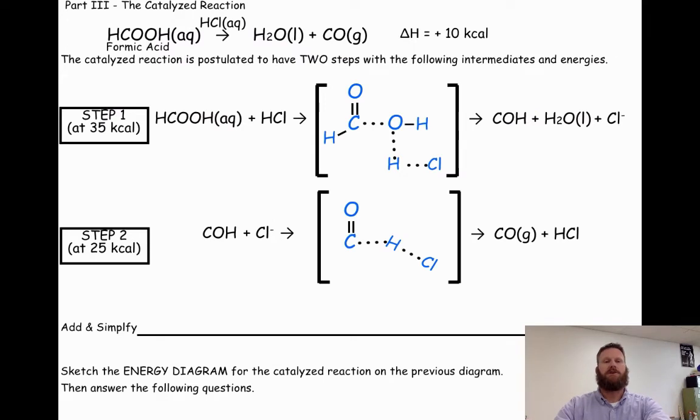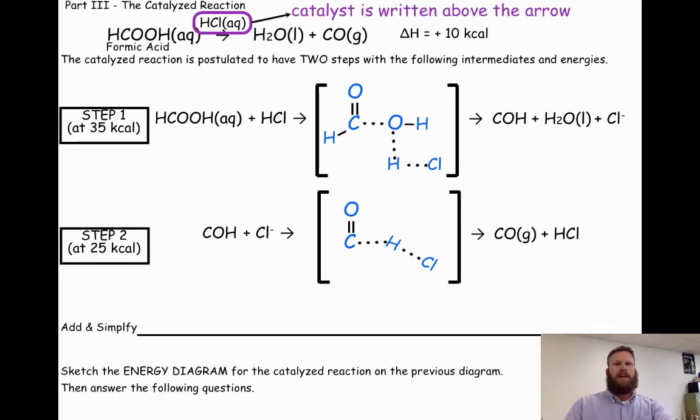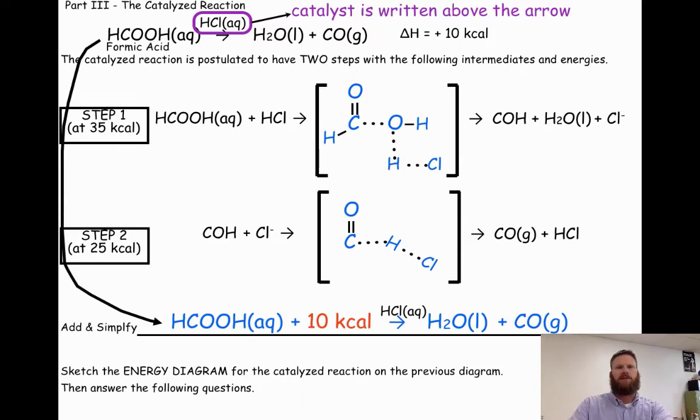The decomposition of formic acid can be sped up by adding a catalyst, HCl. A catalyst does not participate in the overall reaction, so it is not written as a reactant or product. Instead, if a reaction involves a catalyst, the catalyst is written above the arrow for the reaction. The catalyzed decomposition reaction involves two steps, and the activated complexes for both steps are written in the brackets.